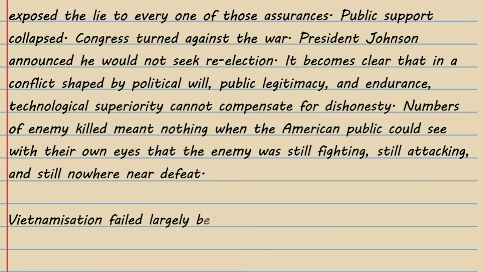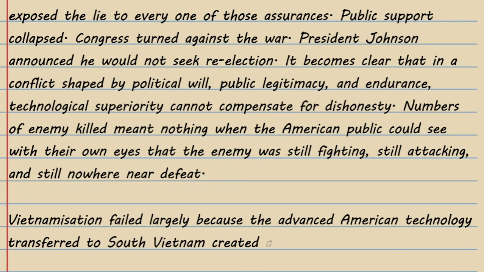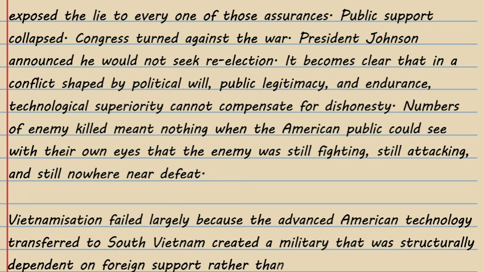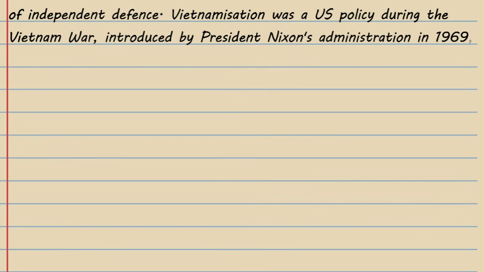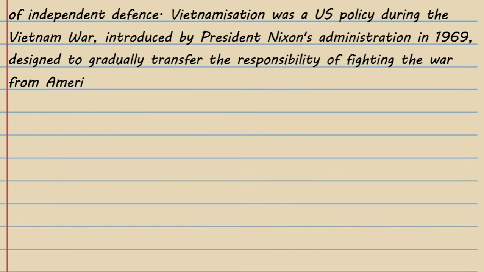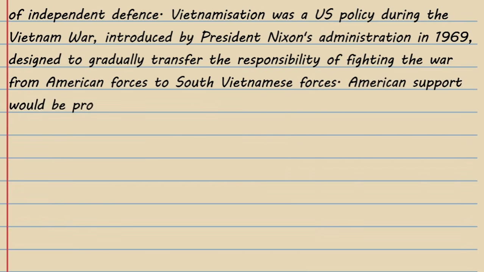Vietnamization failed largely because the advanced American technology transferred to South Vietnam created a military that was structurally dependent on foreign support rather than self-sufficient and capable of independent defense. Vietnamization was a US policy during the Vietnam War, introduced by President Nixon's administration in 1969, designed to gradually transfer the responsibility of fighting the war from American forces to South Vietnamese forces. American support would be provided, but without American soldiers doing the fighting.